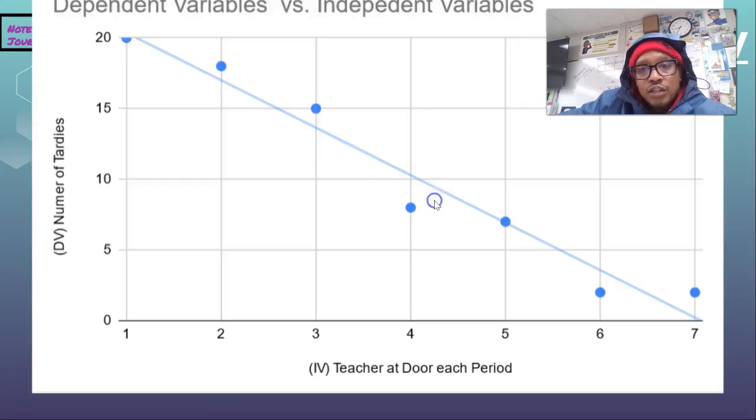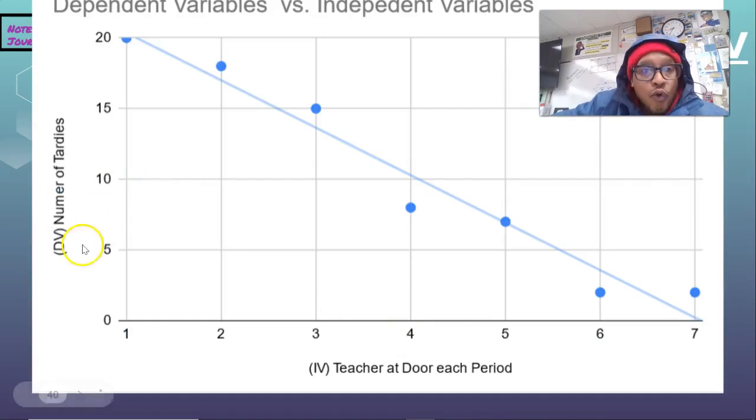All right, cool. Let's move to the next thing, which is just this graph and being able to read it. And hopefully you're good. Just take a second with being able to read this thing, okay? So just remember, teachers at the door, it looks like their number is going up. So as more teachers are at the door, what is happening to the number of tardies? The number of tardies is going down the more teachers there are out at the door on average.